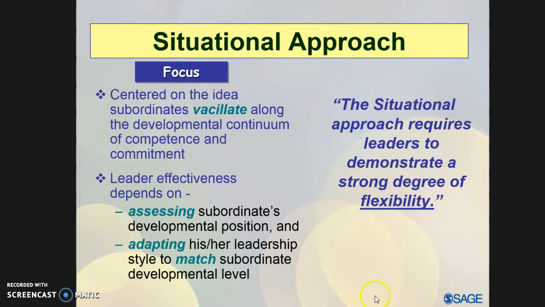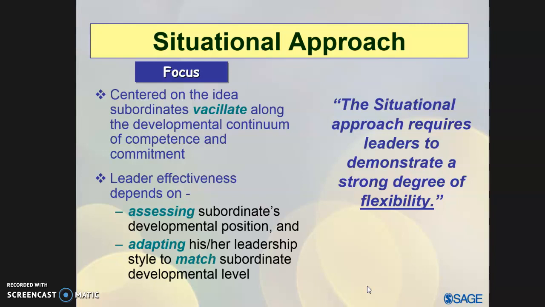So the situational approach centers on the idea of subordinates vacillating along this developmental continuum. Notice they don't say evolve, because you don't really evolve from D1 to D2 to D3 to D4, because things can change. You can be highly competent as a group, and suddenly a new information management system is introduced into the company, and now everybody is back to D1.